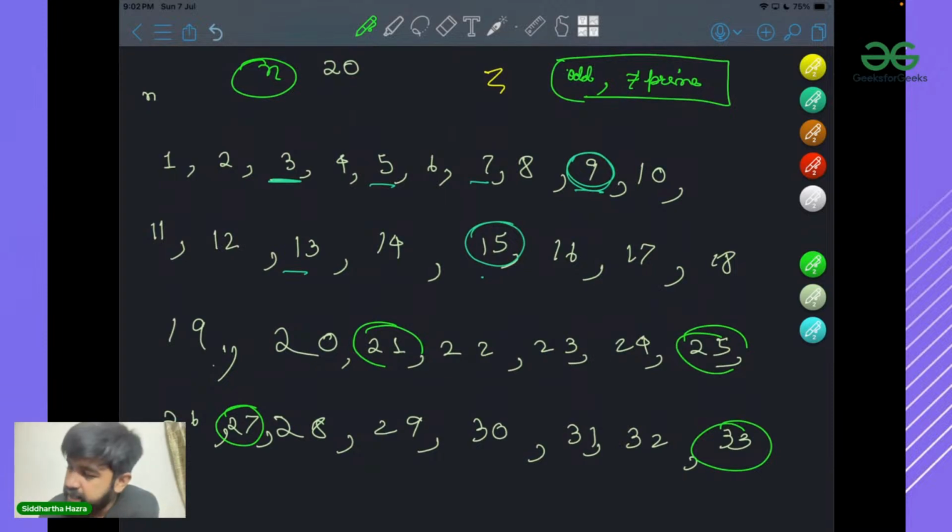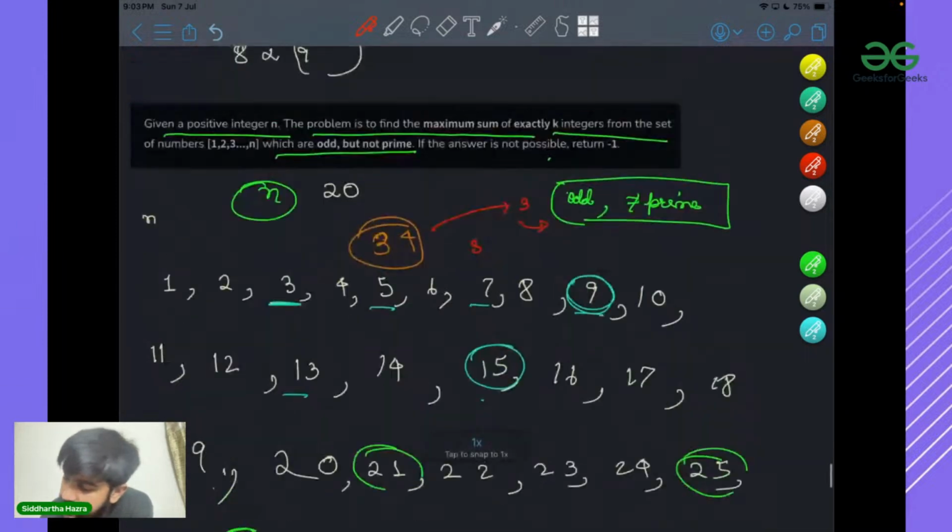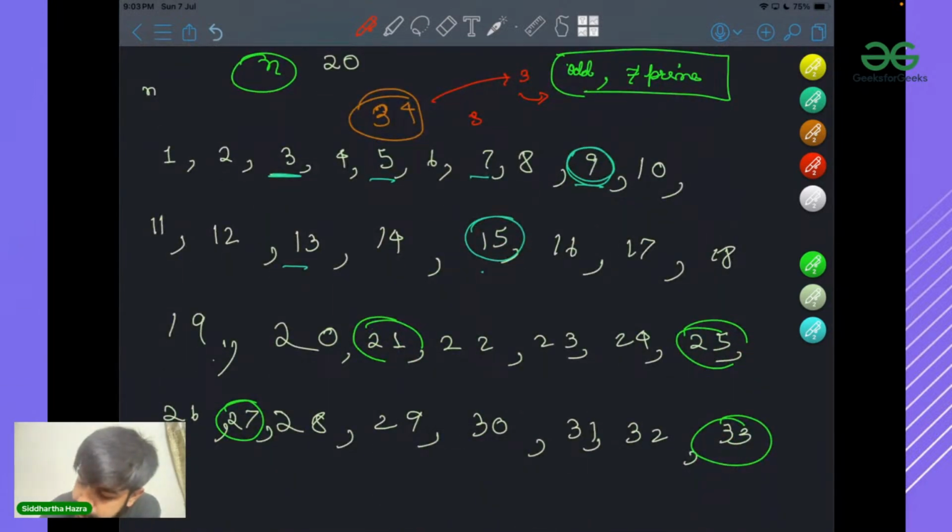Now given a number 34, find three values which are of this category, and it should give maximum sum. Again, translating the same in Hindi, for a better connection of course. 34 तक वैल्यूज बताओ जो ऑड है और प्राइम नहीं है, और उन सबका सम मैक्सिमम होना चाहिए. ऐसे 3 नंबर बताओ. So what would be those 3 numbers which would contribute maximum sum?